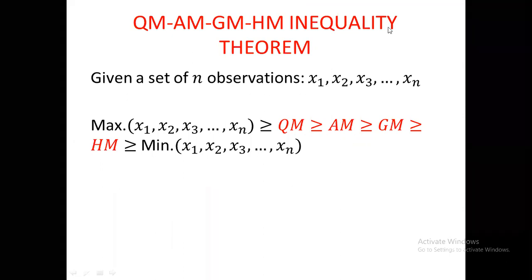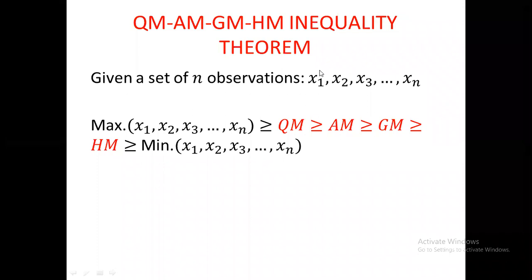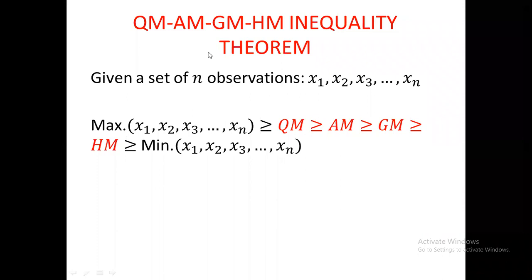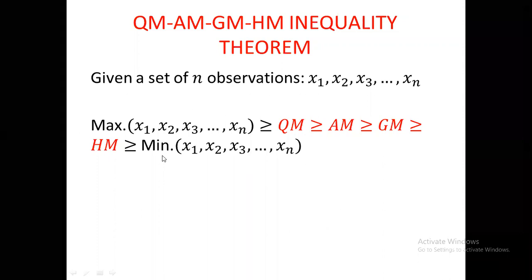So what you see in red is the actual theorem. It simply says that for a given set of observations, the quadratic mean you compute. So what does the max and min stand for? I brought in max and minimum, and I'm going to explain what that means.